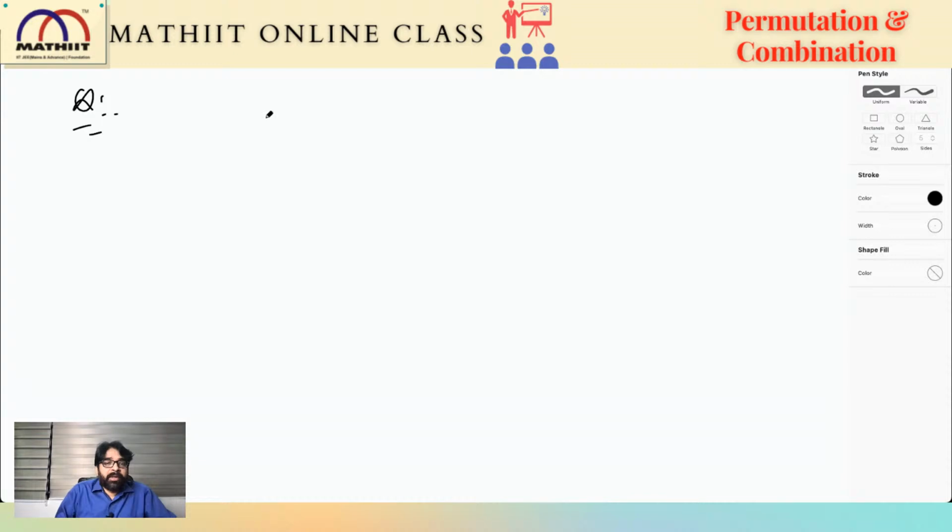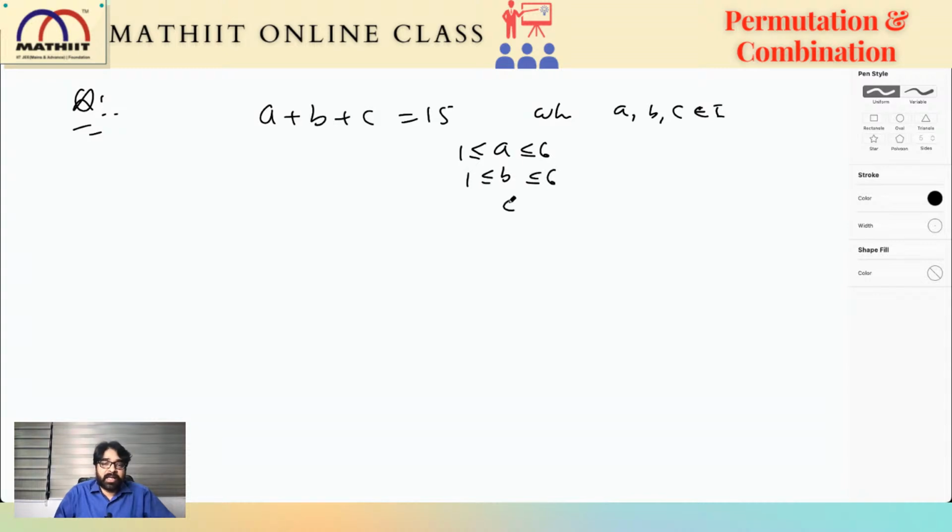The question is coming. I want the number of solutions of this equation, where A, B, C are integers. Please watch very carefully, everybody. The condition is that A lies between 1 and 6, B also lies between 1 and 6, and C also lies between 1 and 6.